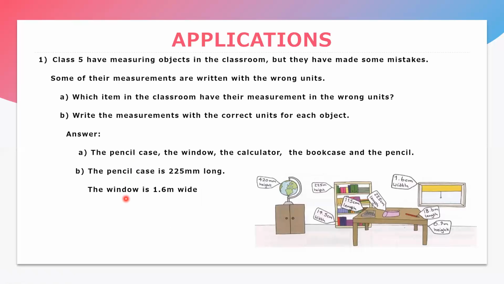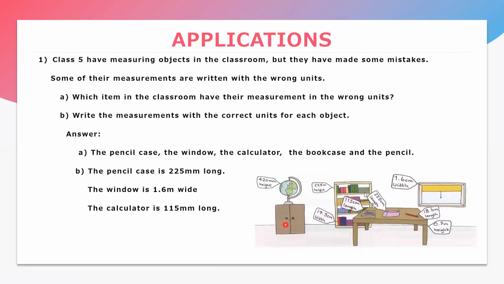Next is the window. The window is given as 1.6 centimeters. 1.6 centimeters is too short, right? You can't see anything. In this picture, it is not that small. It has this much space. So it is 1.6 meters wide. Next is the calculator. The calculator is given as 115 centimeters in length. No, it is not that long. So the unit is 115 millimeters long.